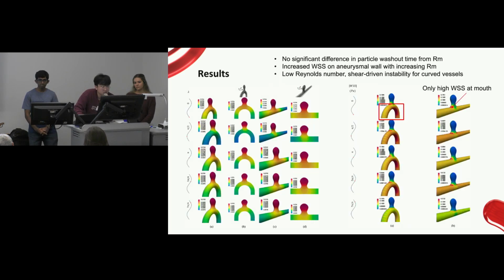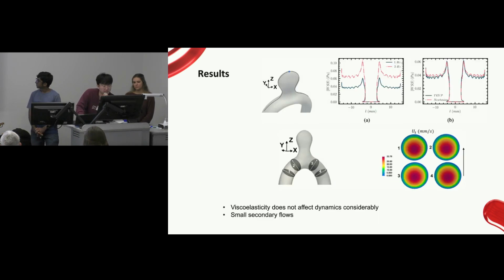It's something similar. And they also compare the difference between the curved and the straight vessel. And there was no significant difference in the particle time between the two vessels, but there was definitely an increase in the wall shear stress for the aneurysm wall for the curved vessels. And also they say that these waves are derived from low Reynolds number, and these waves are shown in high Reynolds number normally, but this curved vessel induced this instability. So there wasn't that big of a difference between the TVP and the Newtonian flow, meaning that viscoelasticity didn't make that big of a difference in the hemodynamics.